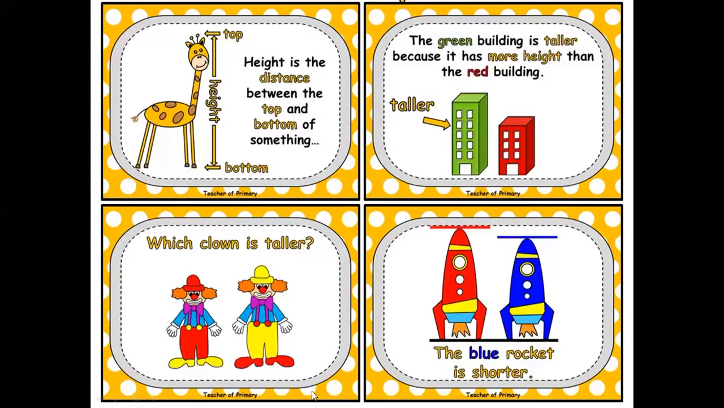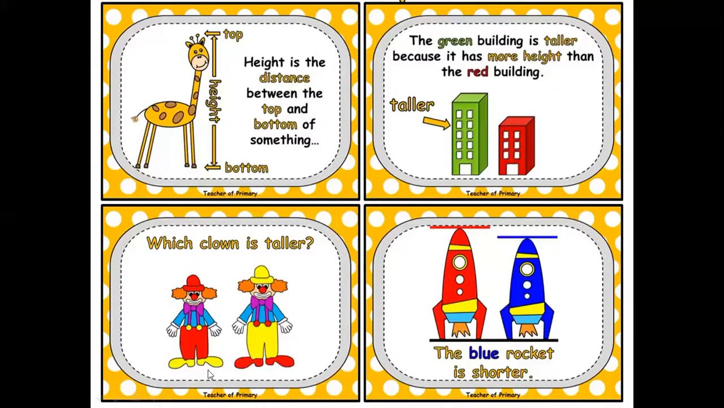Okay, now let's come here. The blue rocket is shorter. Why is the blue rocket shorter? The height of the blue rocket from the top to the bottom is smaller than the red one. Look here, the height of the red rocket is taller because its height is more than the blue one.